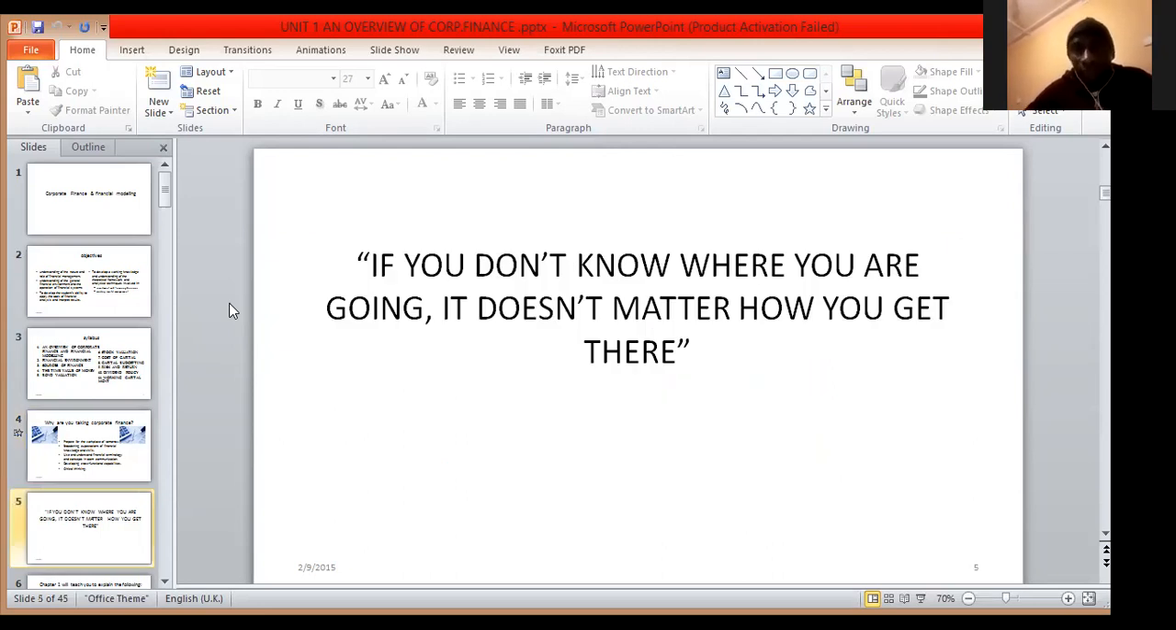We want to first start with understanding why we are studying financial management. I always tell people that if you don't know where you are going, then it doesn't matter how you get there. So financial management is very important if you know where you are going. Once an organization has established its mission statement and its vision, then it knows where it is going. And financial management will help an organization get to the destination where it is going.